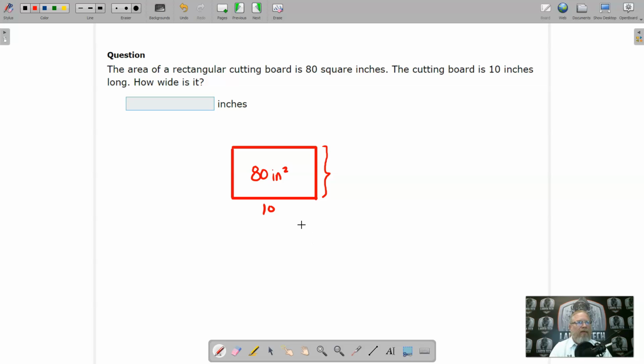Well, first of all, we need to start thinking about the length times the width to get us to 80. What could that be? Well, what about 8 by 10, right? If we have this here is 8, would that work out? They want to know how wide it is. And make sure we have everything. Area is 80. The cutting board's 10 inches long. So how wide is it? Well, some number times 10 would be 80, and that would be 8. So it is indeed 8 inches wide.